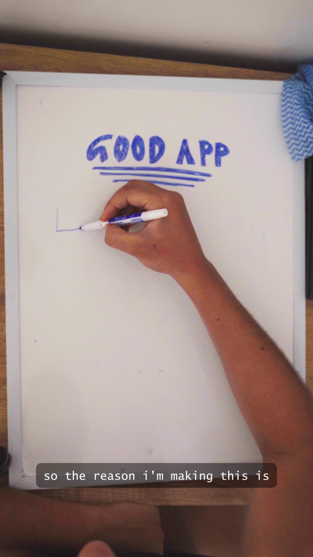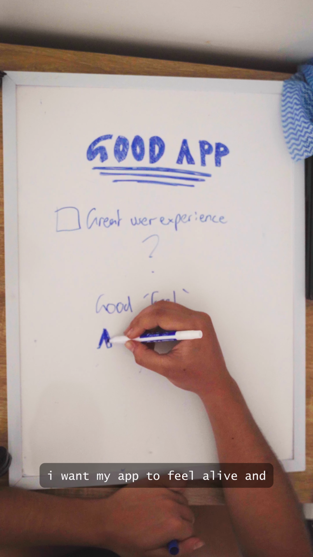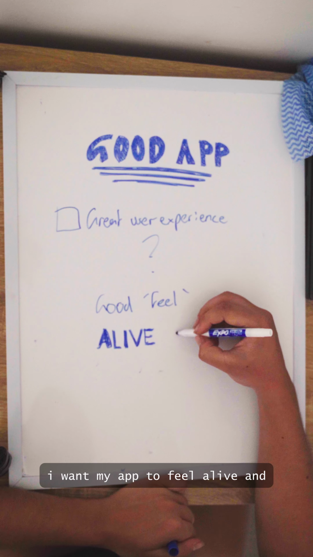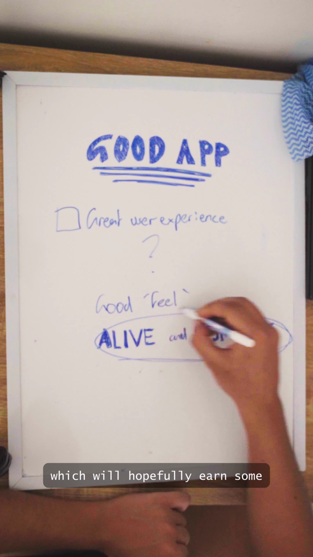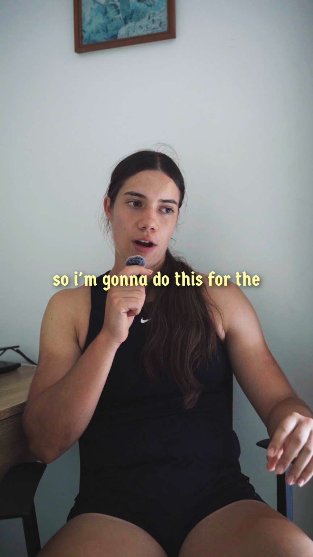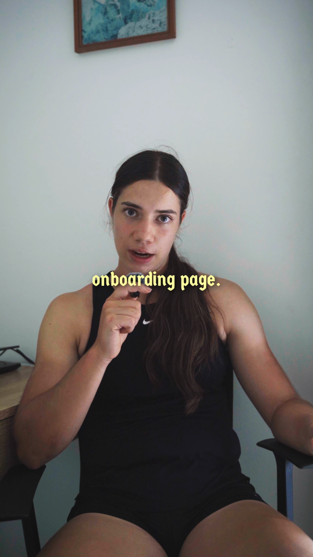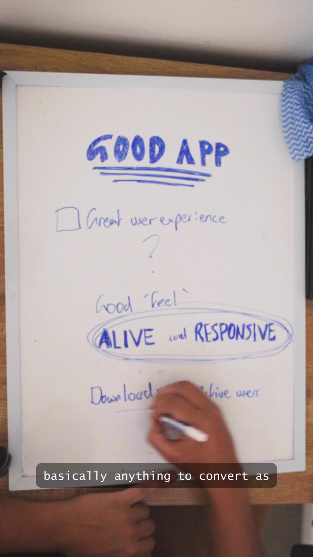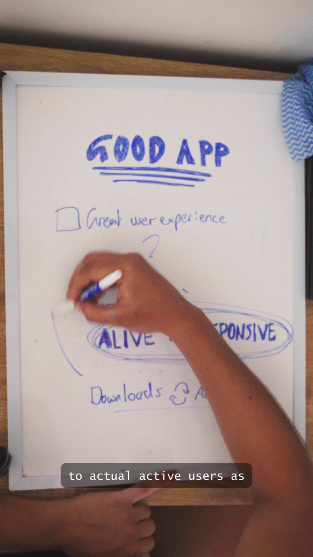So the reason I'm making this is pretty simple. I want my app to feel alive and responsive, which will hopefully earn some more user trust and keep people using it. I want to signal this immediately, so I'm going to do this for the onboarding page. Basically anything to convert as many of the downloads to actual active users as possible.